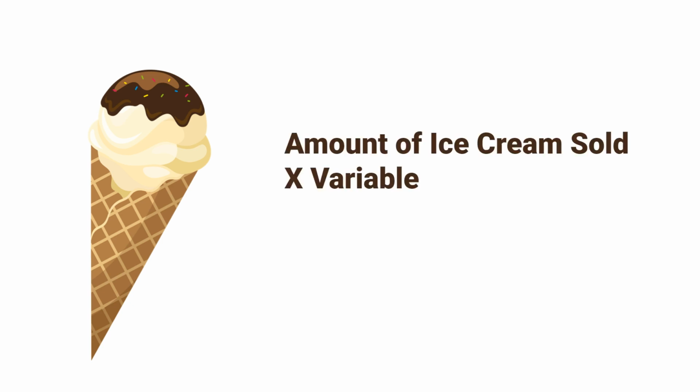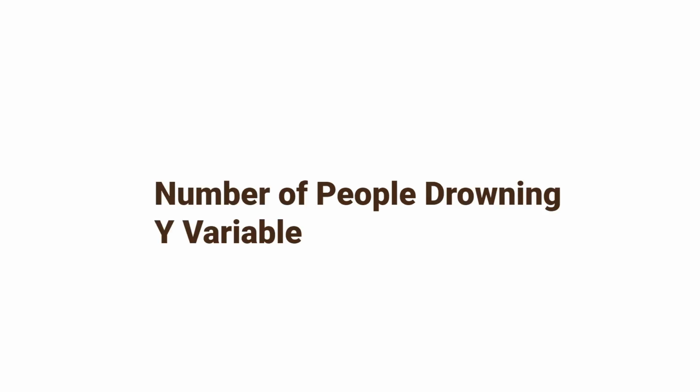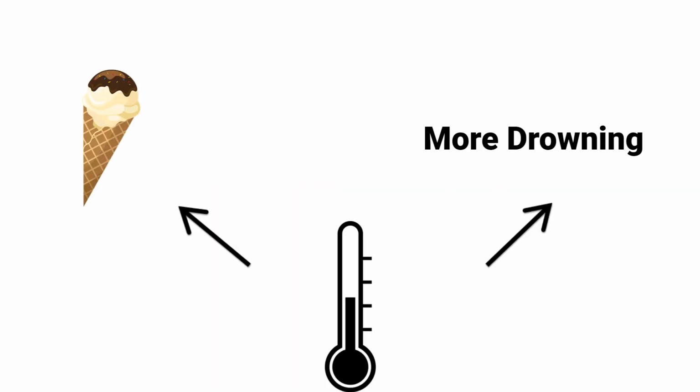Let's take a closer look at this example. Here, the amount of ice cream sold is our x variable, and the number of deaths that occur from drownings is our y variable. When the weather is warm, we tend to eat more ice cream to cool down. We also tend to go swimming more when it is warm, which increases the likelihood of more people drowning. Therefore, warm weather is a shared causal variable that could increase the correlation between our x and y variables.